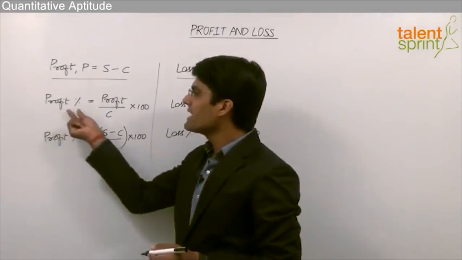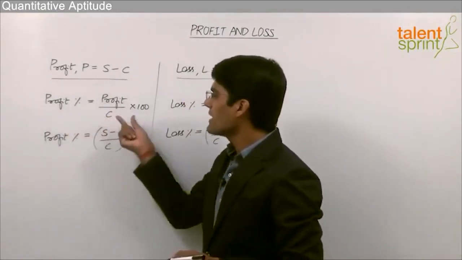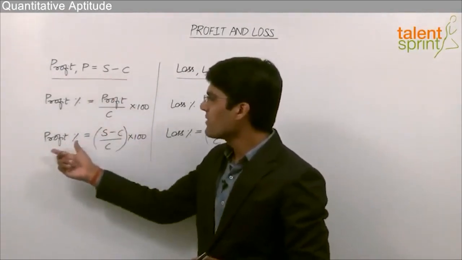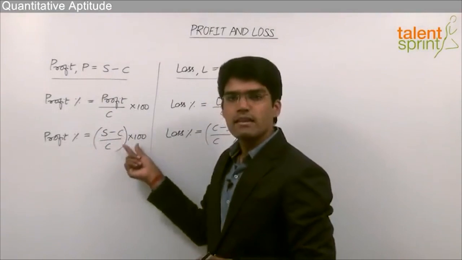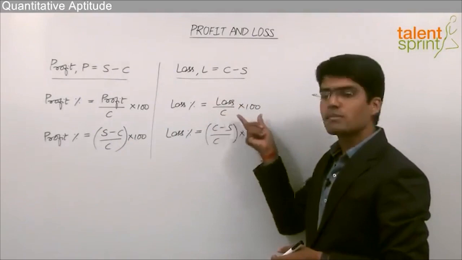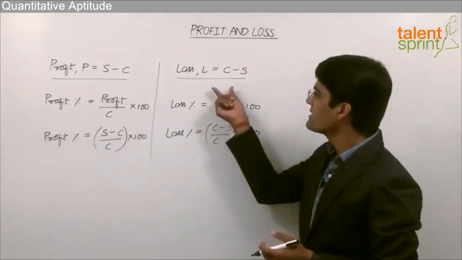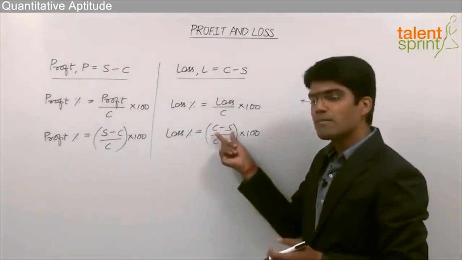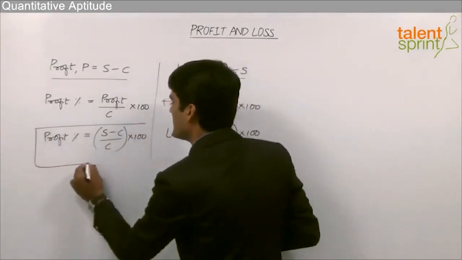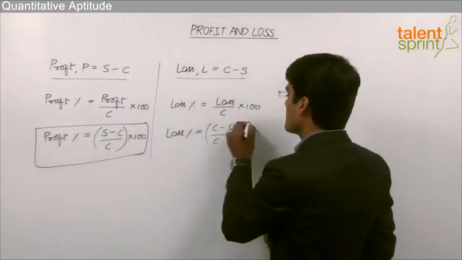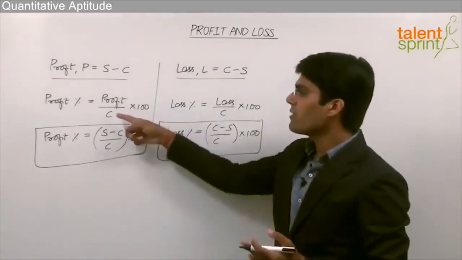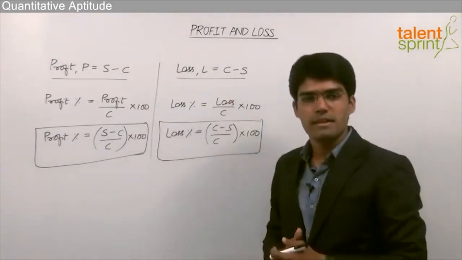Now, profit percentage can be taken as profit by cost price into 100. And since we know that profit is equal to S minus C, we can say that the profit percentage is S minus C by C into 100. Similarly, the loss percentage can be taken as loss by cost price into 100. And since we know that loss is equal to C minus S, the answer here will be C minus S by C into 100. So simply remember that profit percentage is S minus C by C into 100 and loss percentage is C minus S by C into 100, or nothing but profit by cost price into 100 and loss by cost price into 100 respectively.